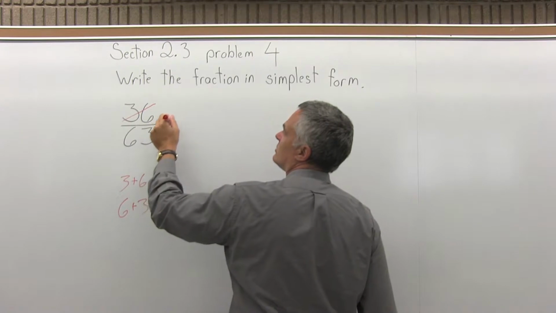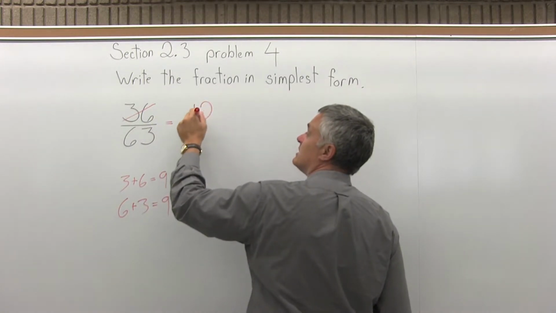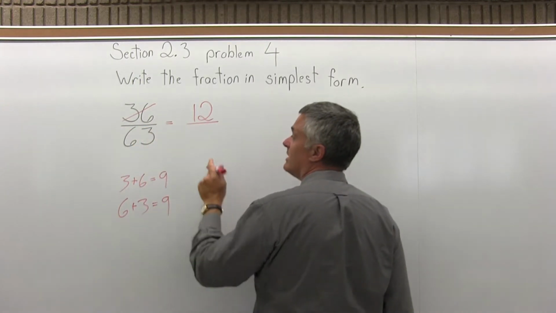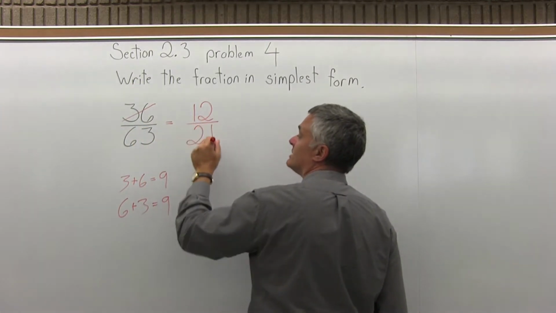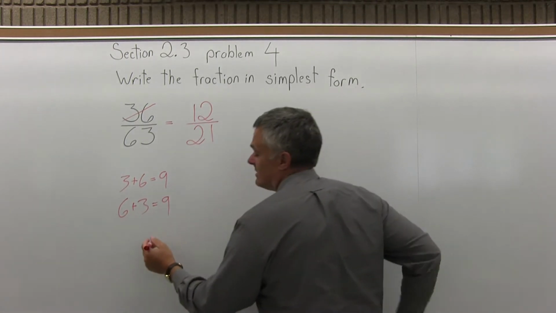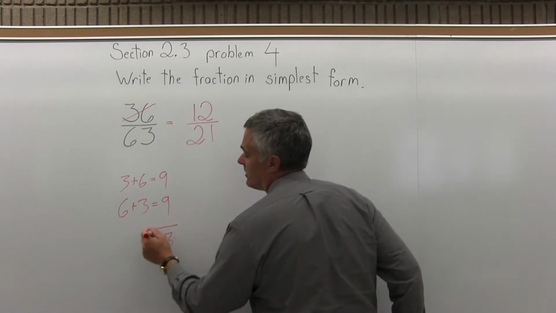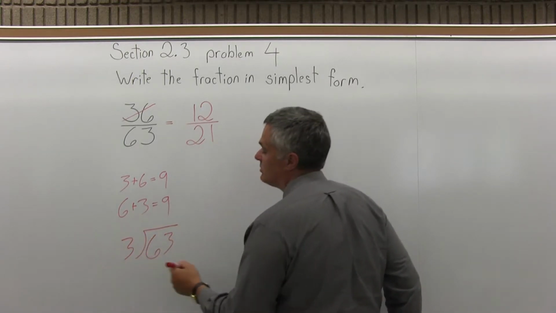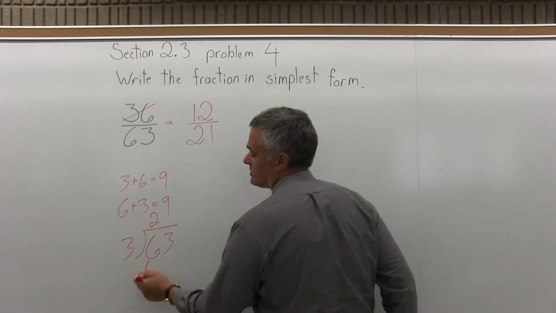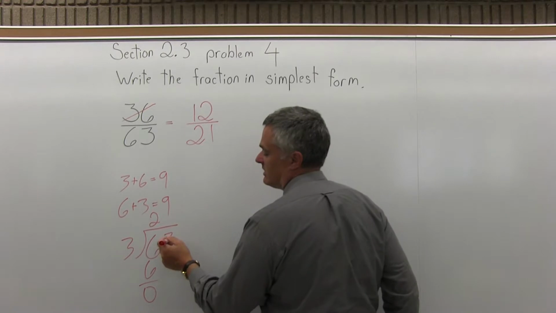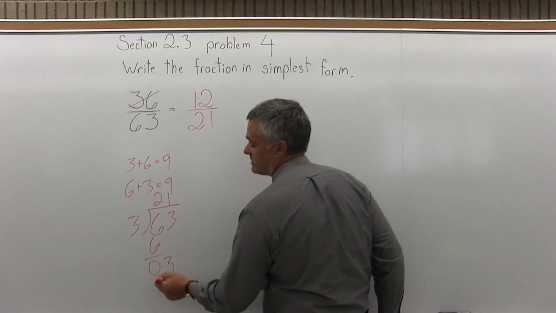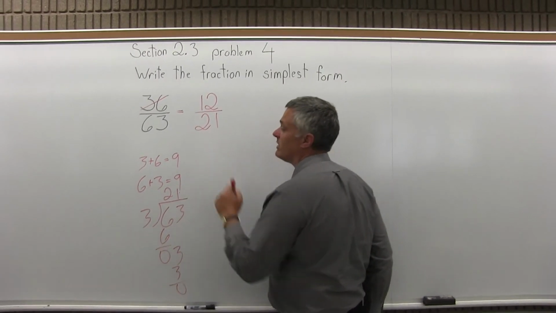So 3 goes into 36 12 times, because 3 times 12 is 36. 3 goes into 63 21 times, because 3 times 21 is 63. I can see that the answer is 21, but if you don't, just take a minute and do the division. So 3 goes into 6 twice. 2 times 3 is 6. If you subtract, it goes in evenly. Bring down the next digit. 3 goes into 3 once. 1 times 3 is 3 again. It goes in evenly, and this is 21.